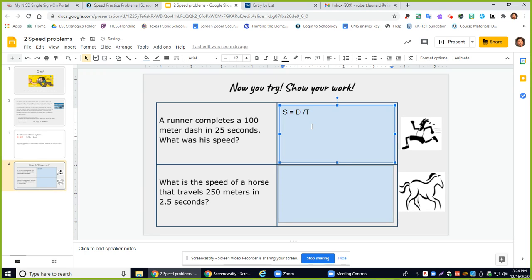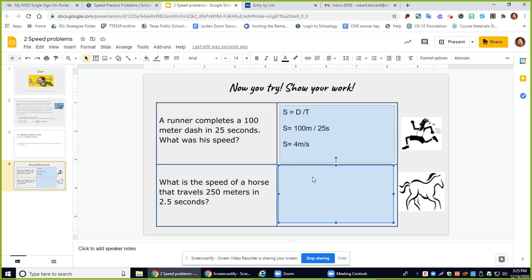The second step is to put in my numbers. Speed is equal to 100 meters divided by 25 seconds. Okay, see how easy that is? Next thing is I solve it. I'm not teaching you division again, so get out your calculator and put 100 divided by 25, and you'll find out that speed is equal to 4 meters per second. Right there, I'm an A student. I just made an A. See how easy that is?